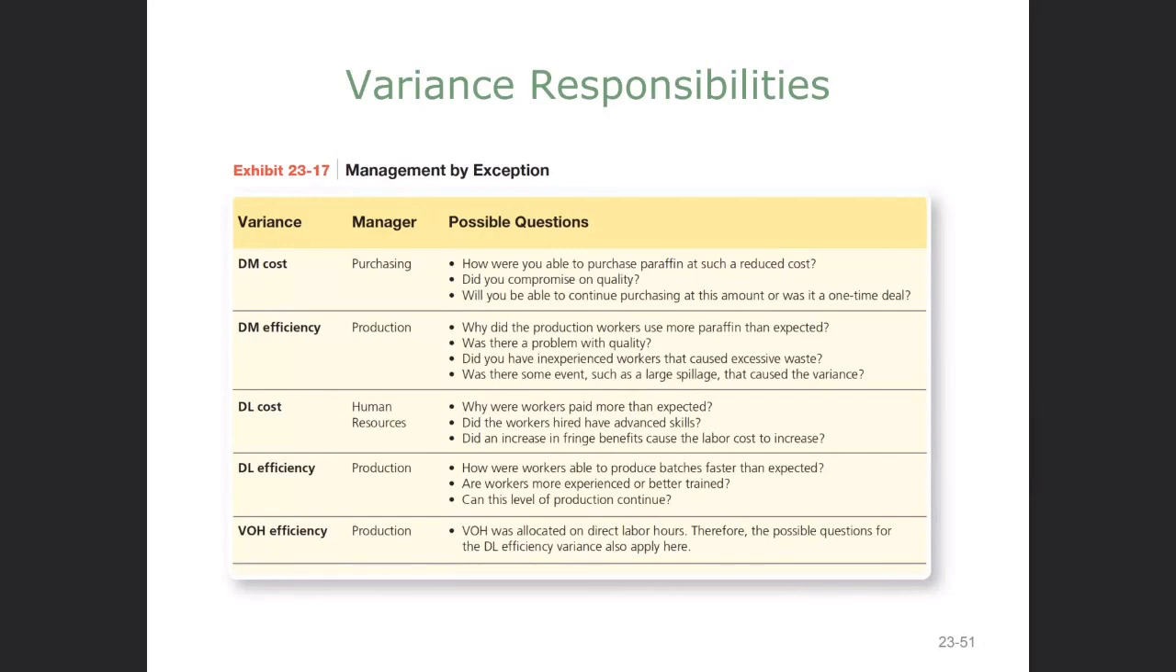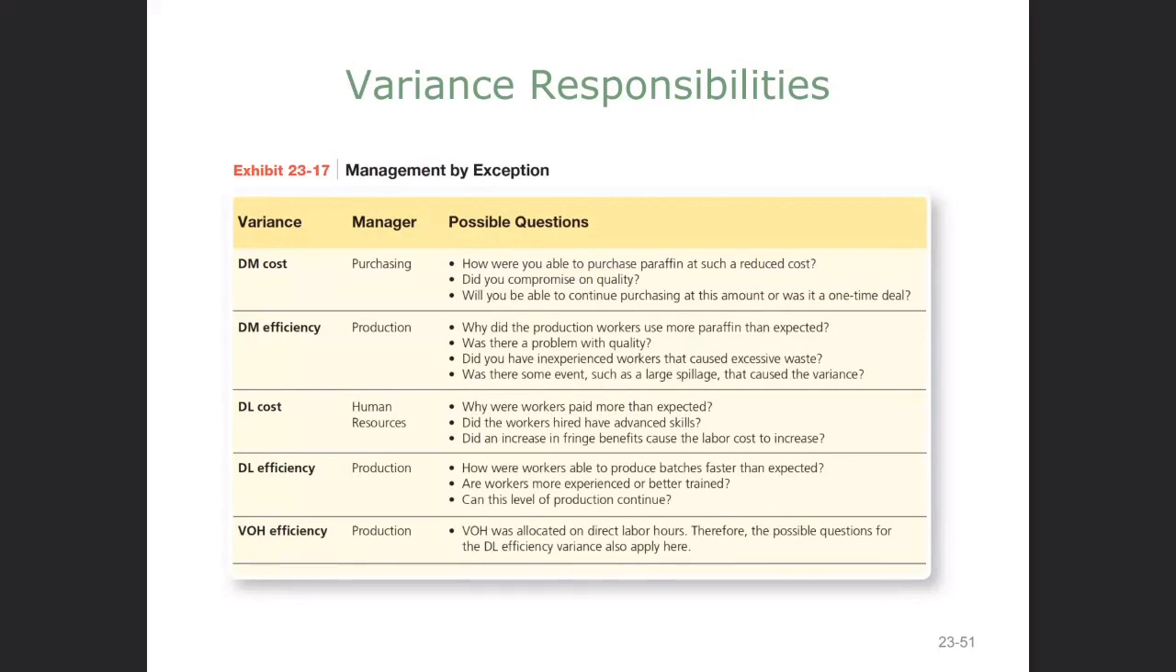Direct labor cost would be human resources. Some possible questions are, why were workers paid more than they were expected? Did the workers hired have advanced skills? Did an increase in fringe benefits cause the labor cost to increase?